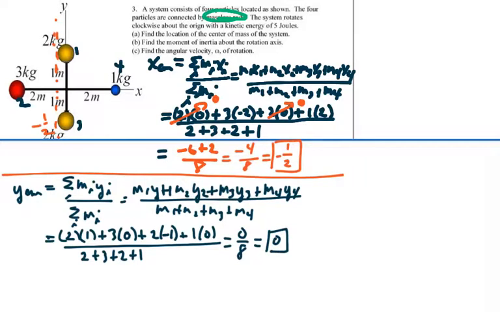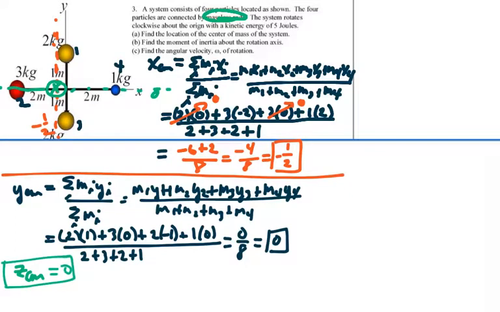Which kind of makes sense because we have the 3 and the 1 located on the x-axis, and then the two kilogram masses are symmetrically located about that axis. So our y center of mass is somewhere on the x-axis at y equal to 0. And where those two intersect, that's our center of mass at x equal to negative 1/2, y equal to 0. So we can add to this, since we're in the xy plane, that our z center of mass is actually 0 as well.